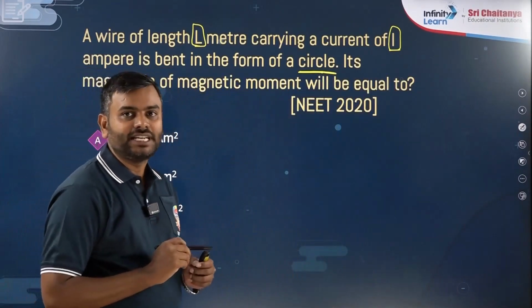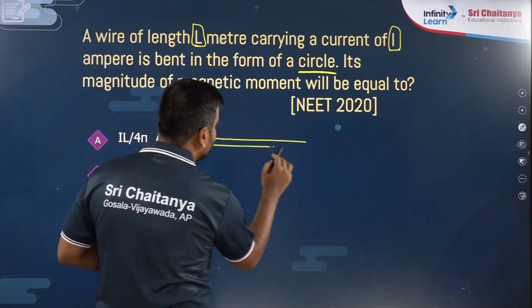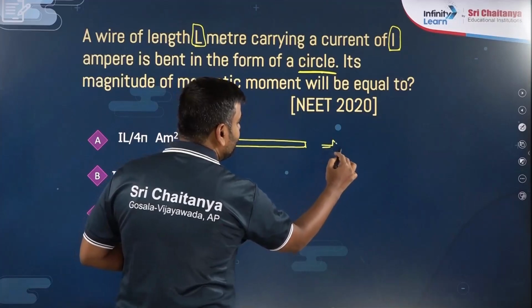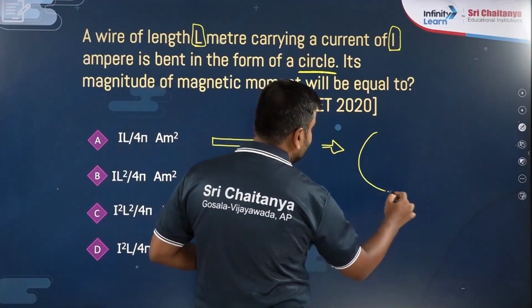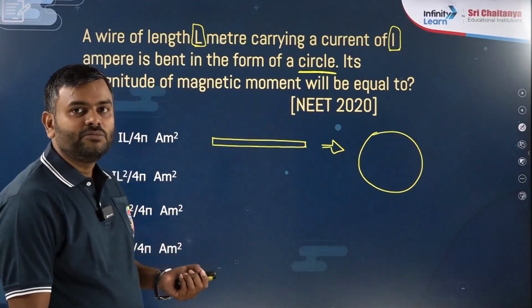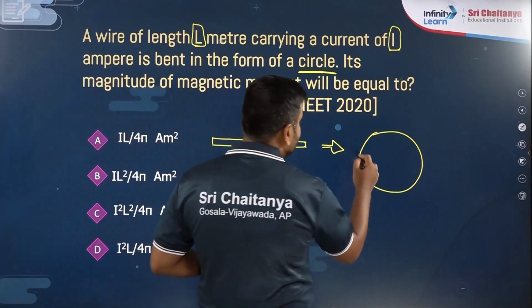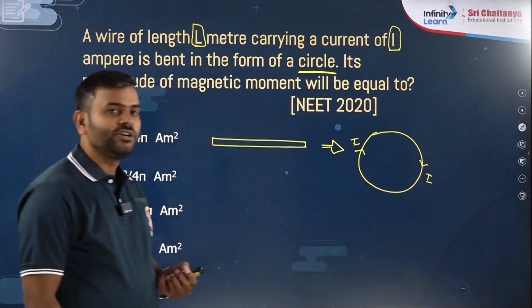Again, we have to calculate that. Basically, in this question they have given that there is a wire, and that wire is being converted into a circular coil. Let's say a current I is going to flow through it.